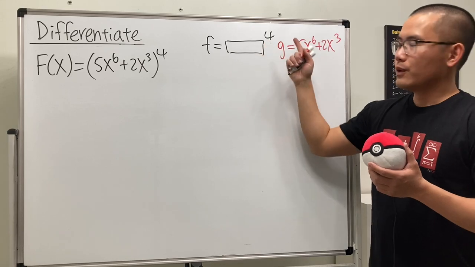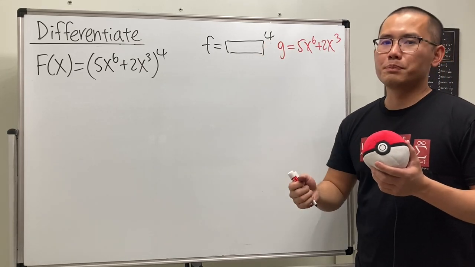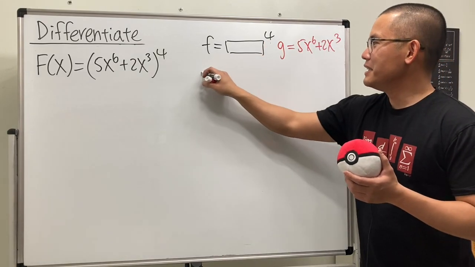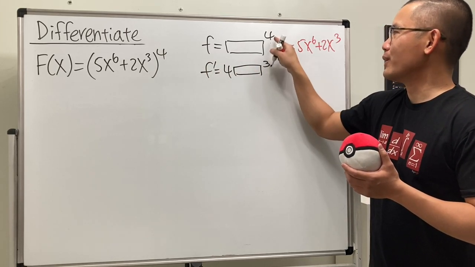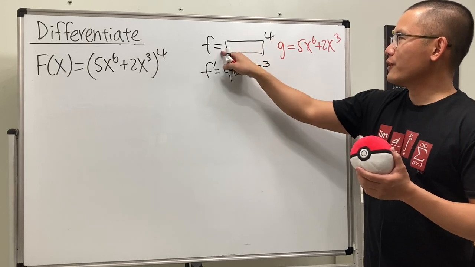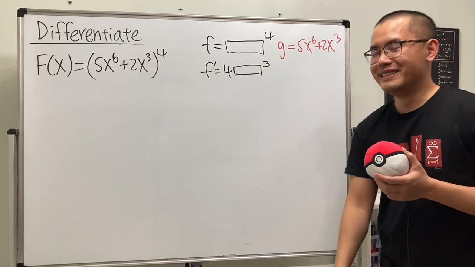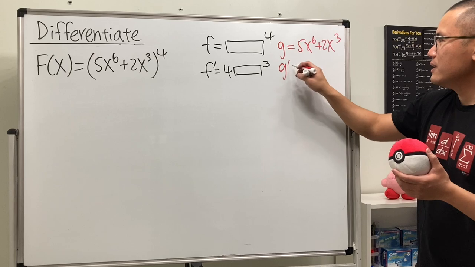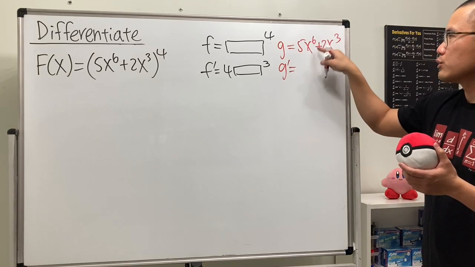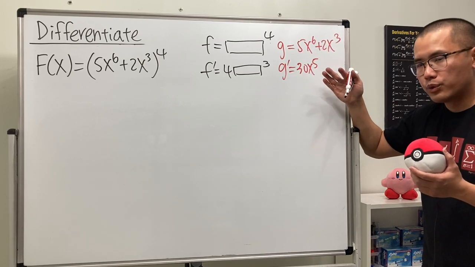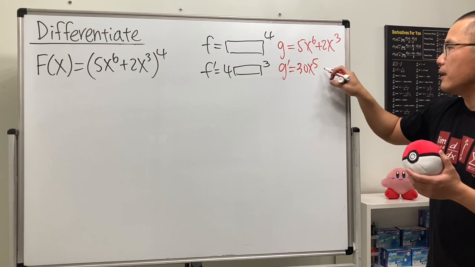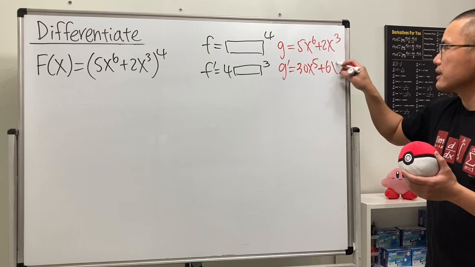Now, what's the derivative of a box to the 4th power? You guessed it, this is just going to give us 4 box to the 3rd power. Same thing, bring the 4 to the front and minus 1, that's what we have. Next, we differentiate this. Well, the derivative of 5x to the 6th power is 30x to the 5th power after we use the power rule. And for this one, do the same thing. Power rule, we get 6x squared.